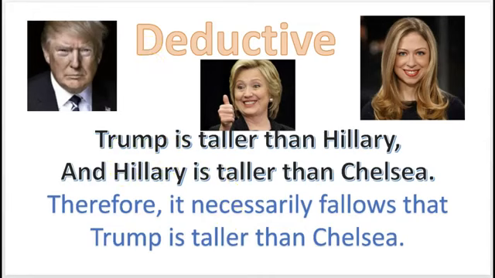Some arguments contain neither inductive nor deductive indicator words, or the conclusion does not clearly follow necessarily or probably. So how do you tell if it's a deductive or inductive argument when this is the case? Well, you can tell from the form of the argument, or what style or type of argument it is. And here are some different forms of arguments. You have deductive argument forms, and you have inductive argument forms.